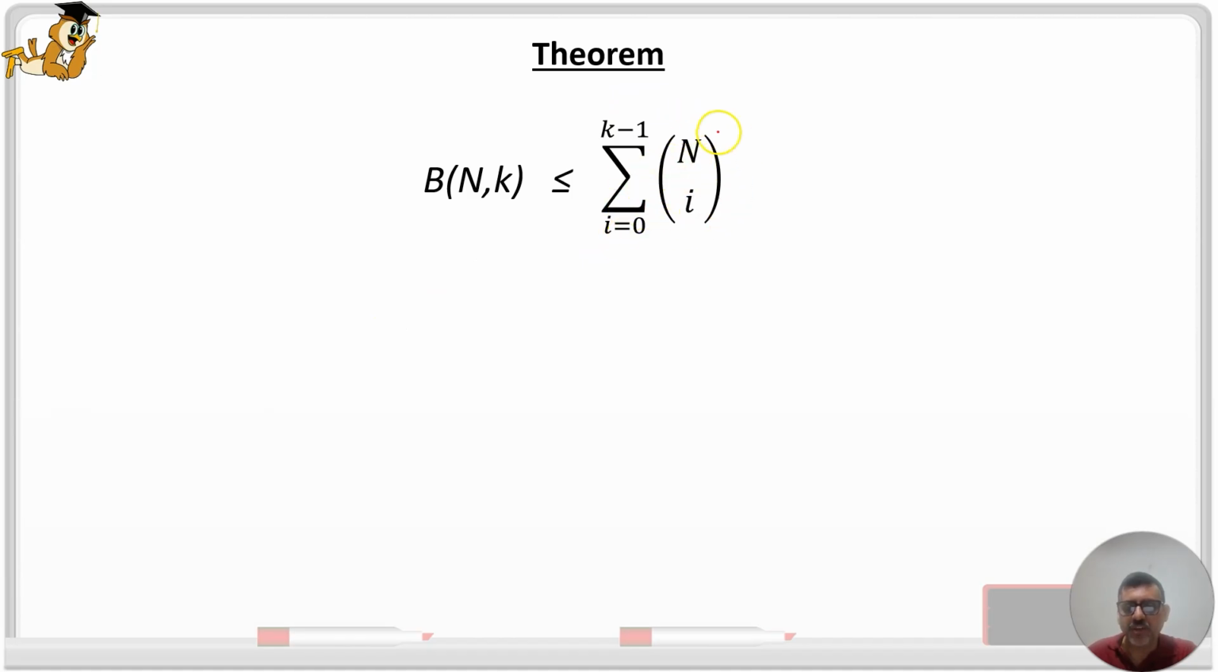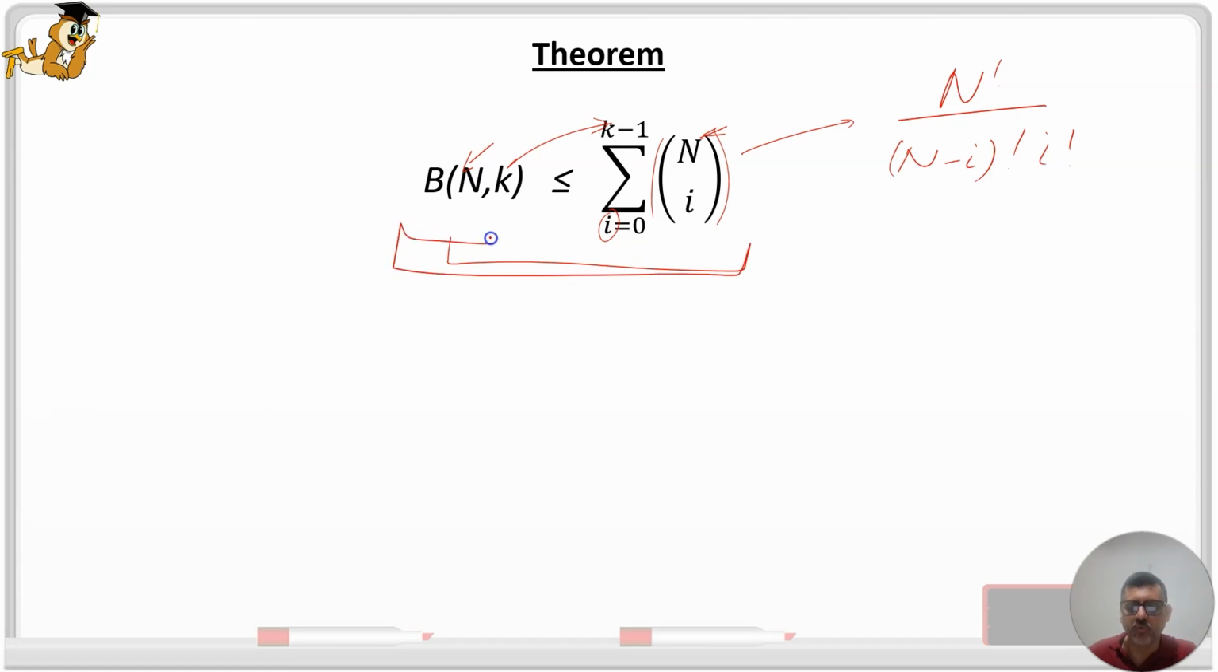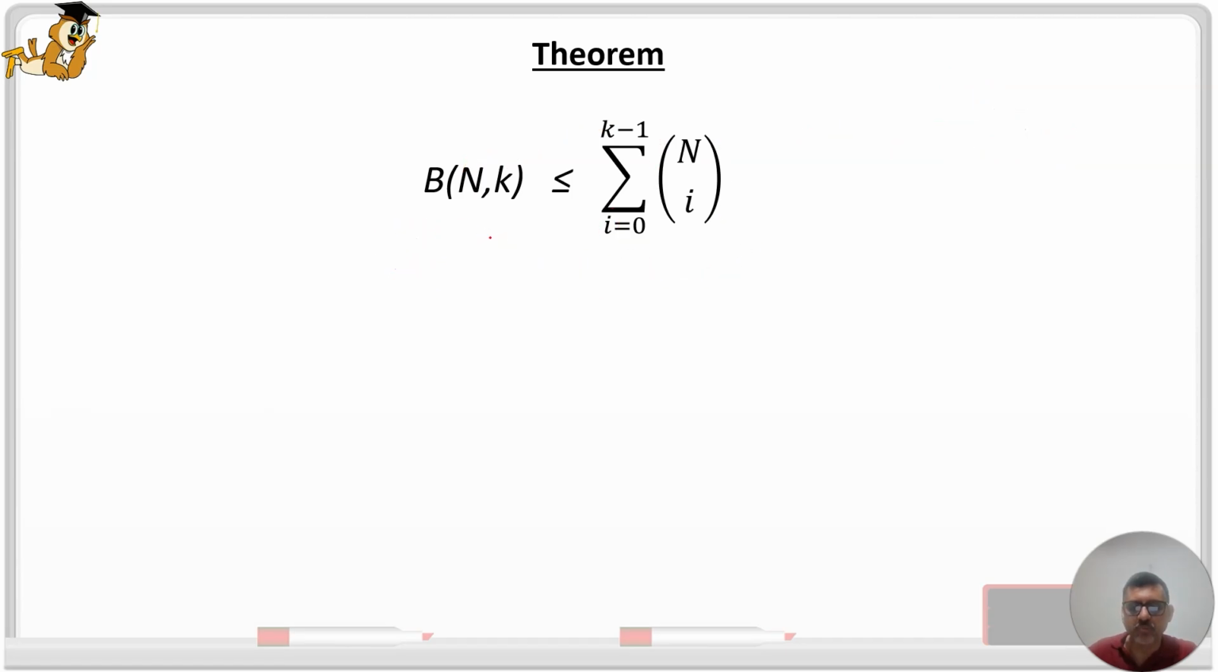So this is a summation of n choose i's with i going from 0 to k minus 1. And as you can see, n appears over here, and k appears in the limit of the summation, right? I hope everybody knows that n choose i is essentially n factorial upon i factorial times n minus i factorial. You know this. So that's what this is, and this is what we intend to prove.